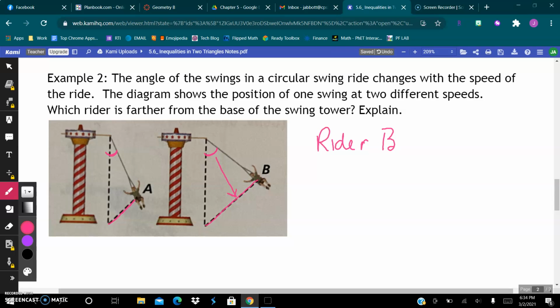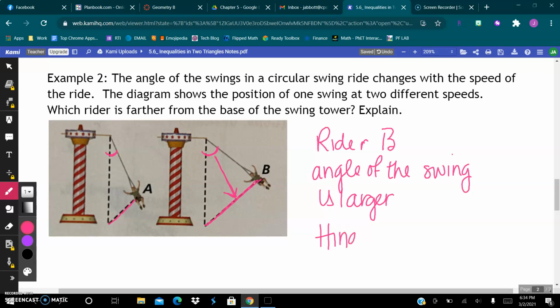And to explain: because the angle of the swing is larger. That's how we know that this side is larger. That's how we proved that. And the theorem that we would use, since we compared the angles to figure out the side lengths, we started with angles, that's the Hinge theorem. If we would have started with the side length and compared angles that way, that would be the converse of the Hinge theorem.